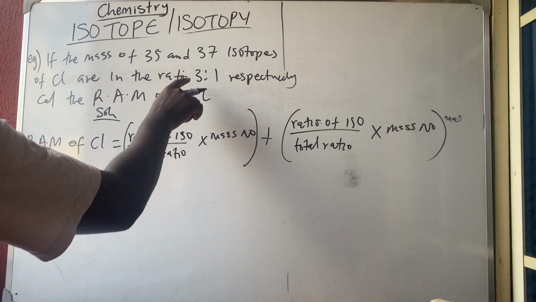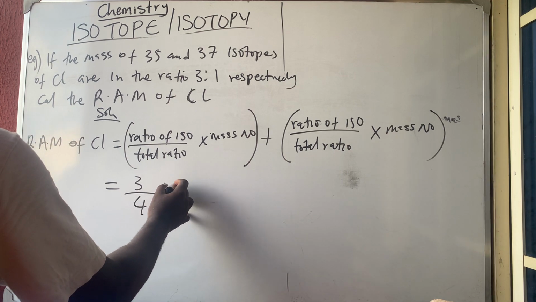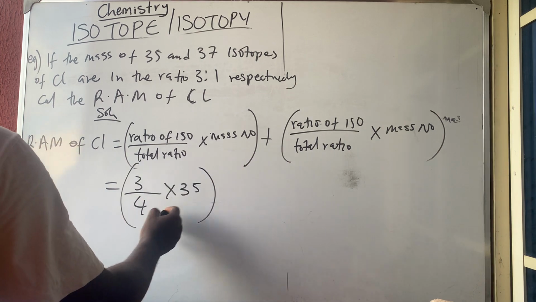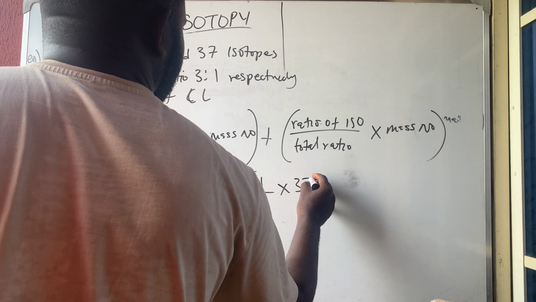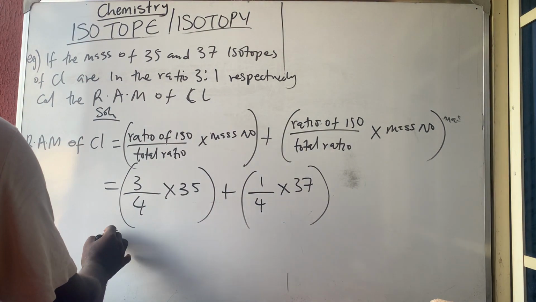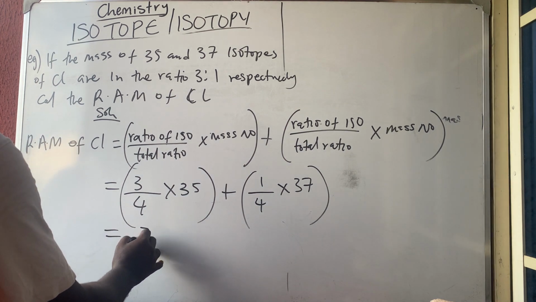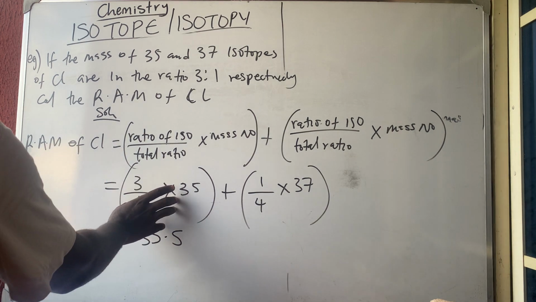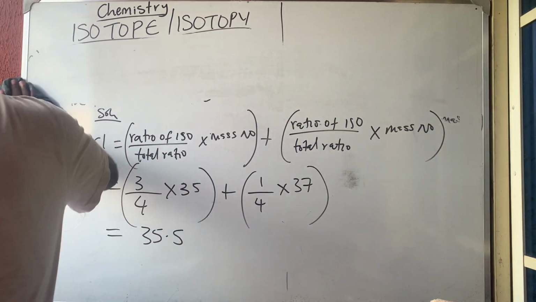Ratio of the first one is 3 over total ratio, 3 plus 1, 4, over 4 times the mass number of the first one, 35, plus the other one, 1 over 4 times 37. So if you do this, you are going to have 35.5. You can try it. Sum it together, you get 35.5. Okay, so let's solve another question.